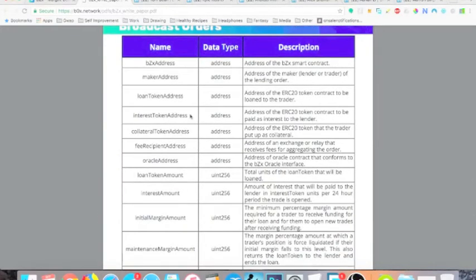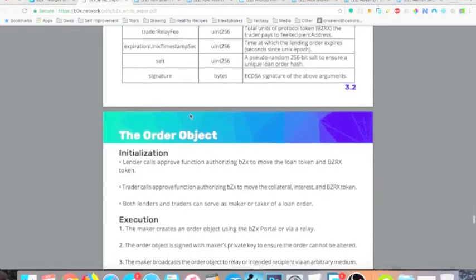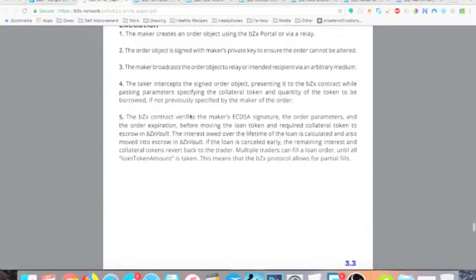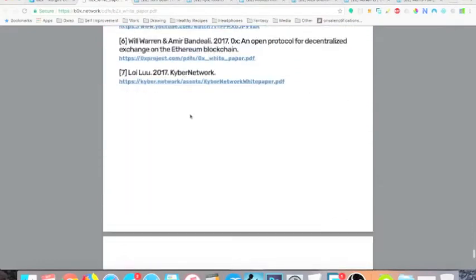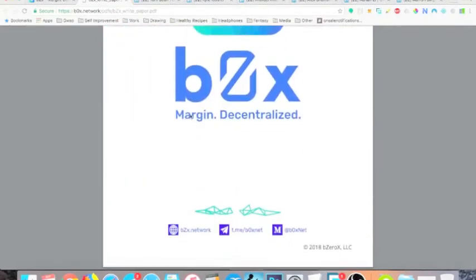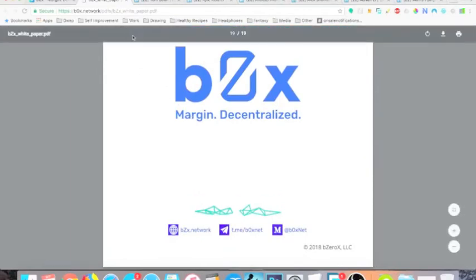Here's a number of the different orders that you can put out on the network. I won't go into too much detail on the nitty-gritty, but as you can see, it's not too long, it's straightforward, and it's clearly put out. So if you want to get into the details, definitely check it out.